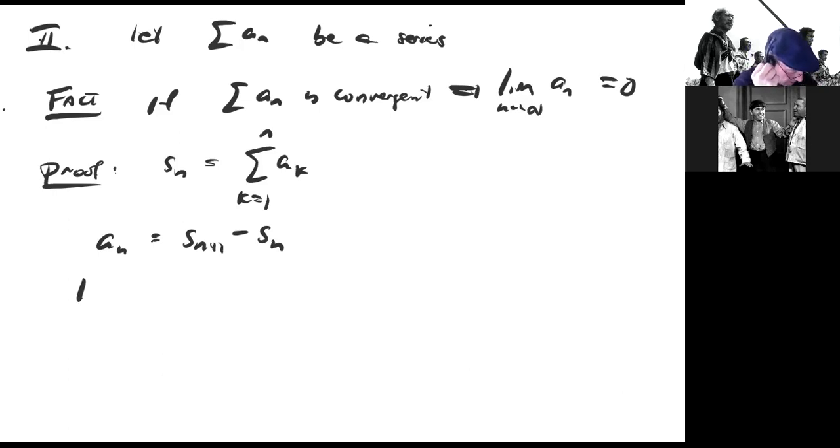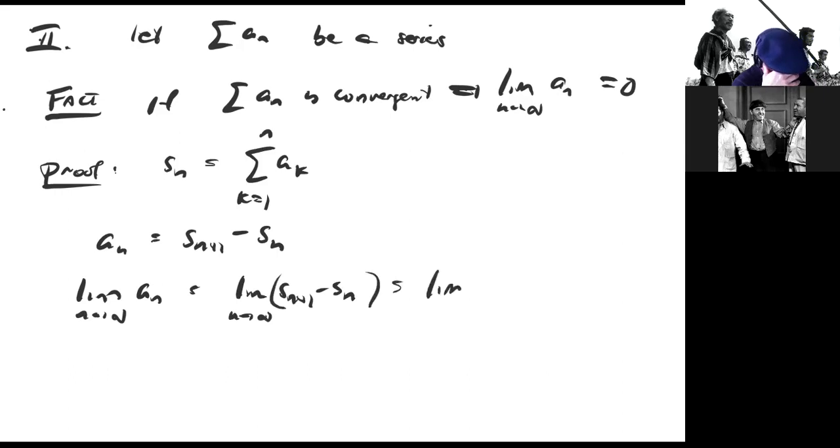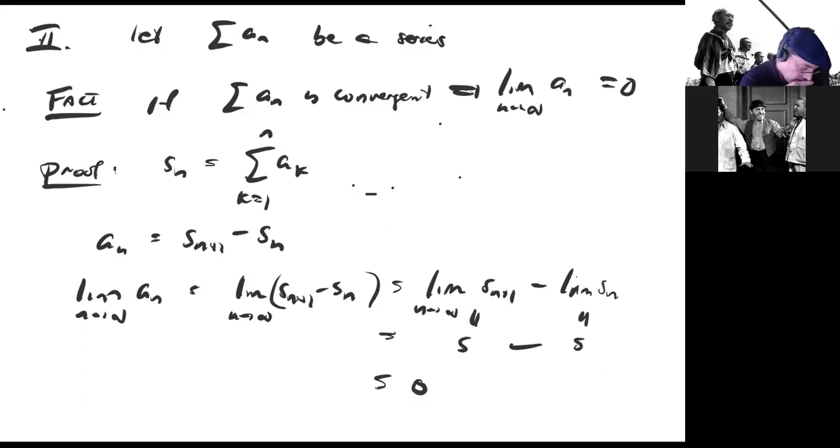Then the limit as n goes to infinity of a sub n is the limit of S sub n plus 1 minus S sub n as n goes to infinity. We can break up the limits, assuming each term converges, and it does by assumption, because we're assuming the series is convergent. Now the limit of S sub n is the limit of the series, which we can call S, and that's the same as the limit of S sub n plus 1. So you get S minus S, which is 0. And that's it. We've proved it.